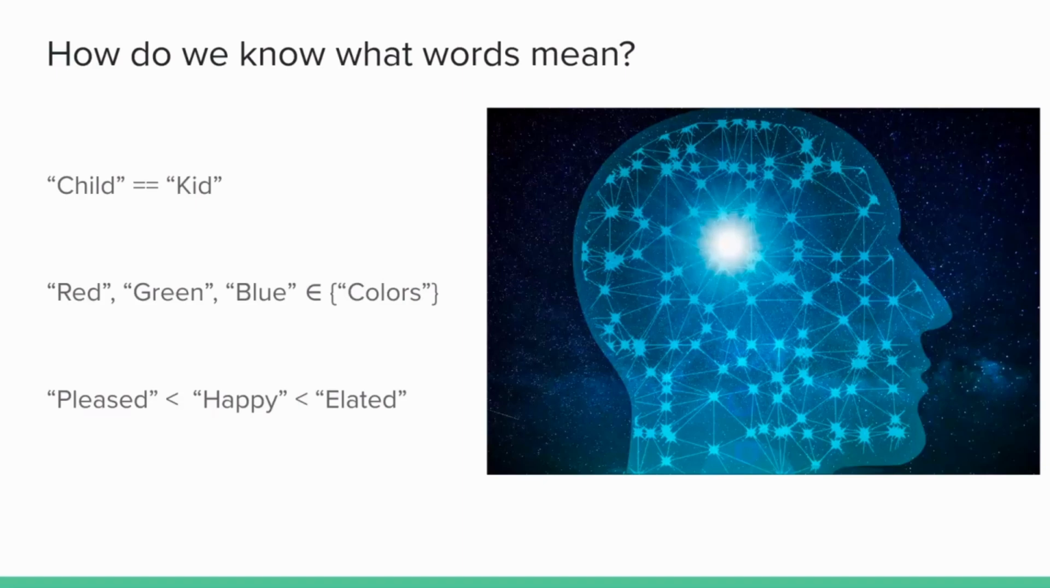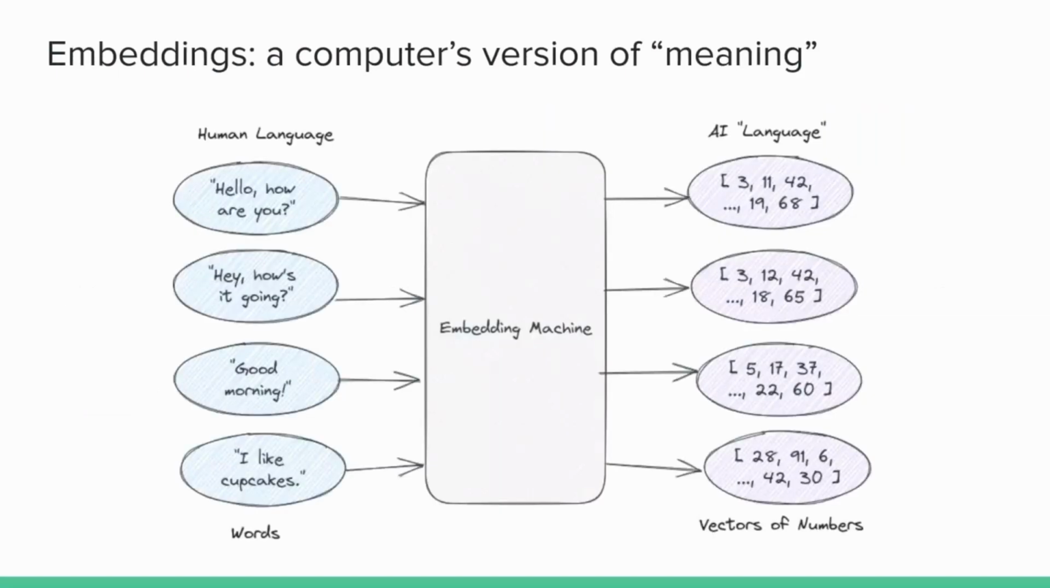We have a way that we map words into meaning, and at least I don't think we have any idea what that looks like or how that works. But somehow humans do it. And AIs have to do this too. The way that AIs can respond to questions and do autocomplete is because they have their own intuitive understanding of what words mean. We don't really know what the AI language looks like either, but we can work with it.